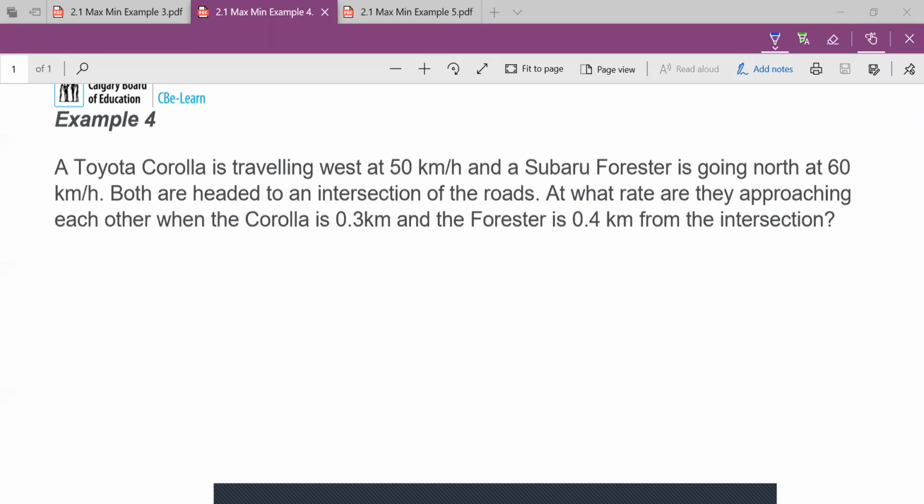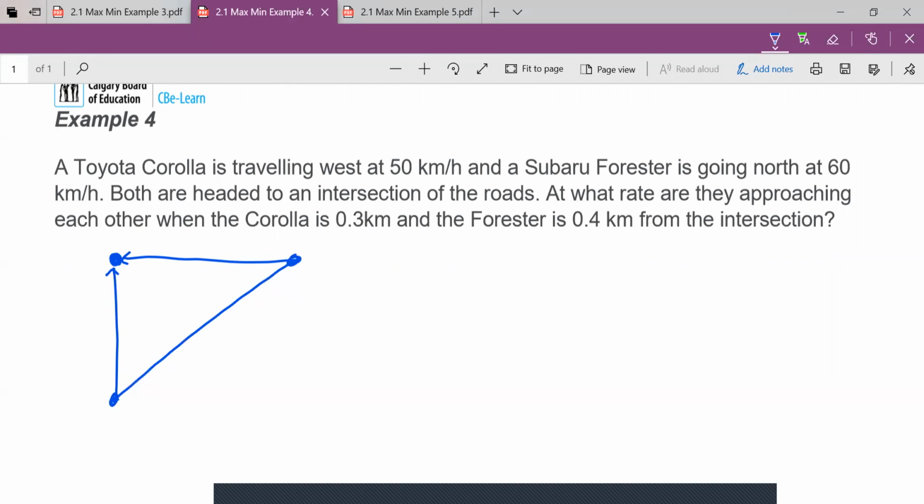All right, well, as always, let's draw ourselves a pretty picture, right? So what do we got going on here? The Corolla is traveling west towards an intersection. So there's our intersection. The Corolla is coming this way, and the Subaru Forester is going north, going that way. And we want to know how fast are they approaching each other? Well, how fast they're approaching each other would be the distance between the two cars.